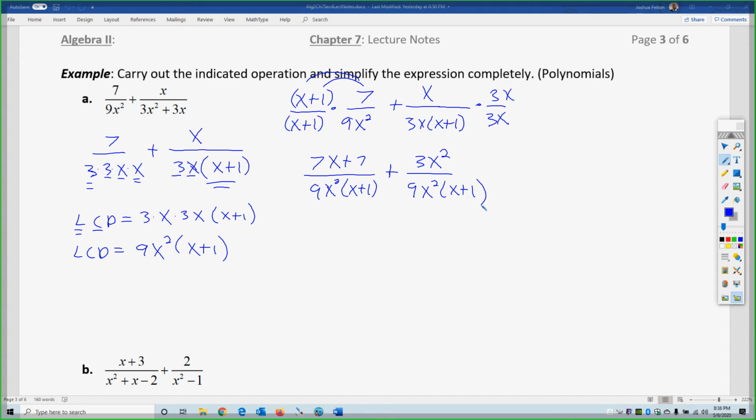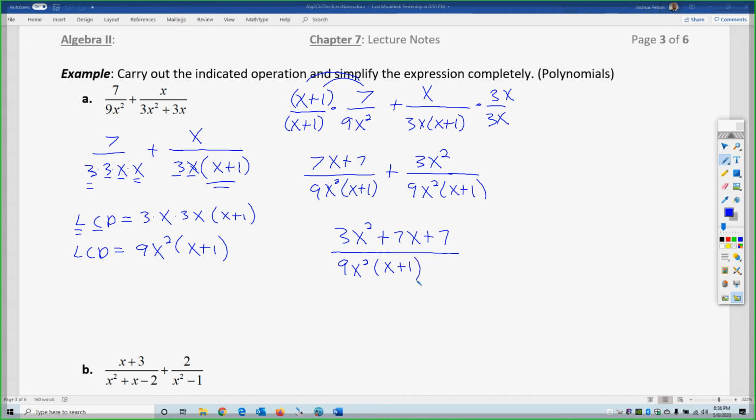Now we have common denominators. We can actually add the two fractions. So if I add them, I get 3x squared plus 7x plus 7 on the top. And on the bottom, 9x squared times x plus 1.